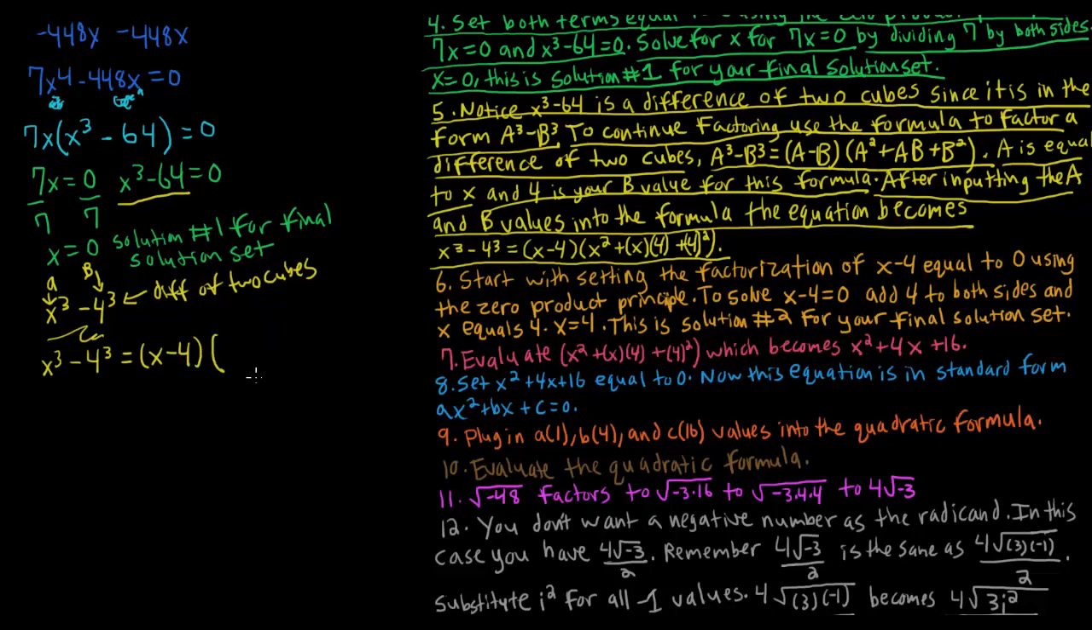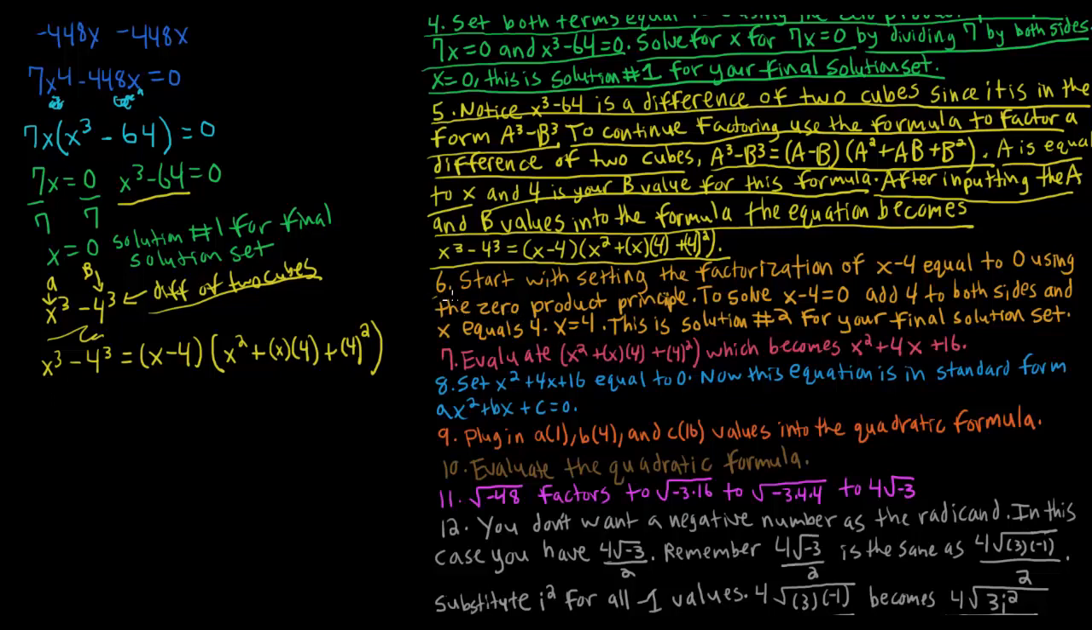A squared is just going to be our a value, which is x squared, and then plus a times b, so plus x in parentheses times b, which is 4, and then plus b squared, and our b value is 4, so just 4 squared, and all of that in parentheses. So now that we got our difference of 2 cubes into the formula for factoring a difference of 2 cubes, we can go ahead and move to step 6.